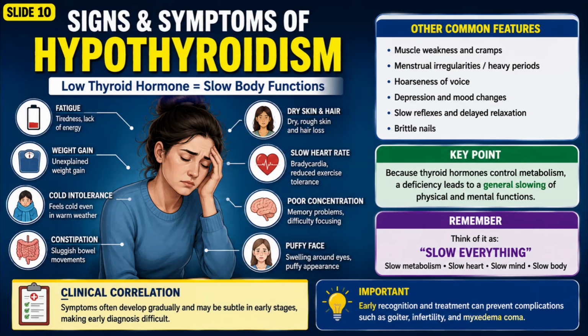Individuals with hypothyroidism frequently experience cold intolerance and may feel unusually cold even in warm environments. This occurs because reduced thyroid hormone levels decrease heat production in the body. The skin may become dry and rough, while hair may become brittle and fall out more easily. Some patients also develop puffiness of the face and swelling around the eyes. Digestive functions slow down, leading to constipation. The heart rate may also decrease, resulting in a slower pulse and reduced exercise tolerance.